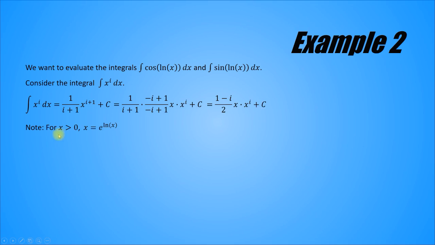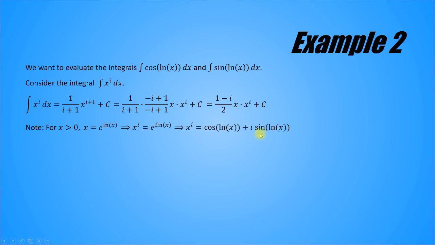Now, for positive values of x, x equals e to the natural log of x. And this is of course due to the fact that e to the x and the natural log of x are inverses of each other. Now I'm going to pull a rabbit out of my hat. I'm exponentiating both sides of this equation to the power of i to get x to the i equals e to the i ln of x.